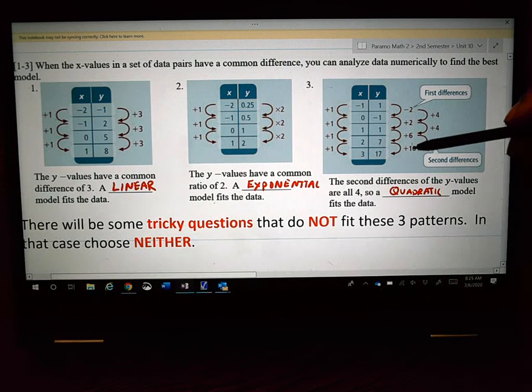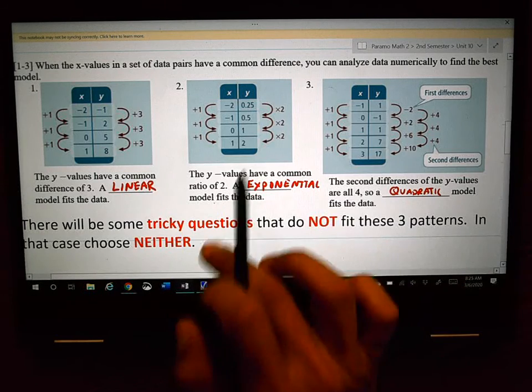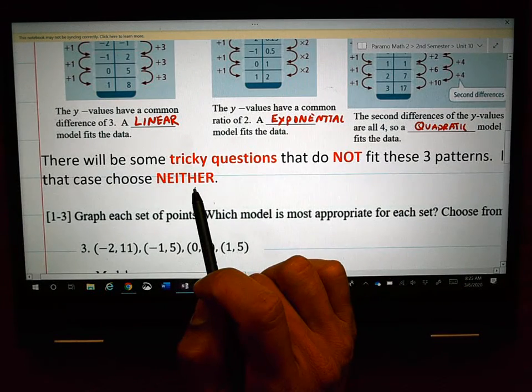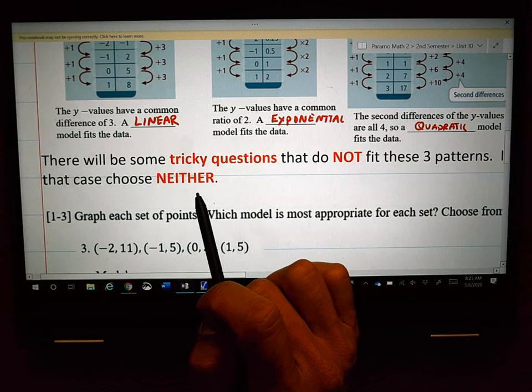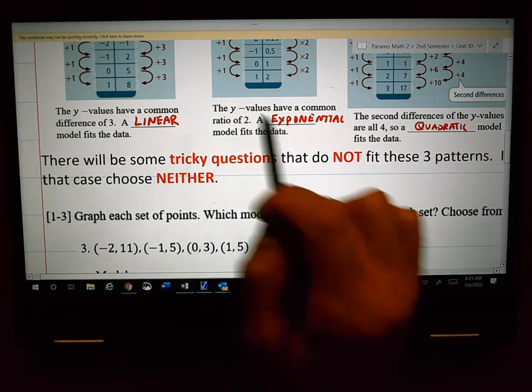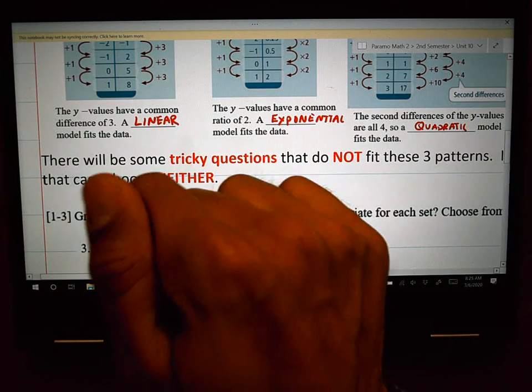If you're adding different amounts, is the second difference the same? If it is, it's quadratic. If it's not, or if there is no pattern, there is a choice that says neither on your worksheets. So keep in mind, it will either fit one of these, or if it doesn't fit any of them, choose neither.